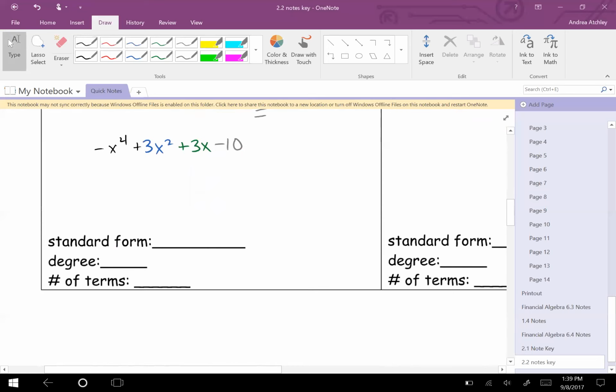Elizabeth, what's the degree? Very good. And Bianca, how many terms do I have? 4. The degree is 4. And the number of terms is 4. Any questions over that? Okay, let's check the next one.